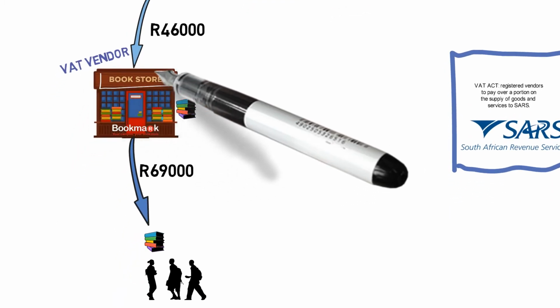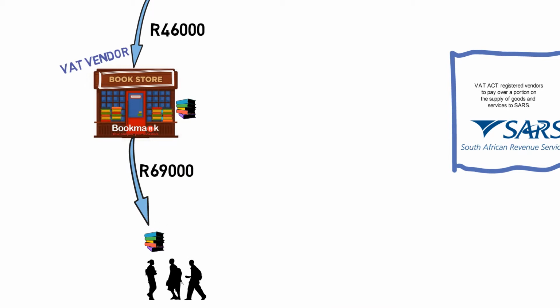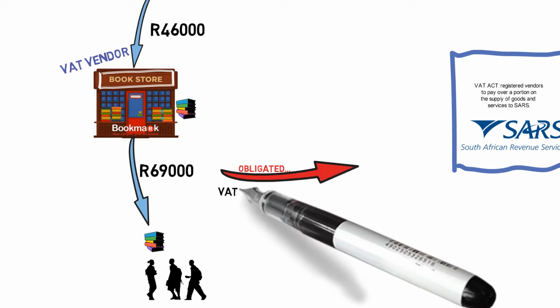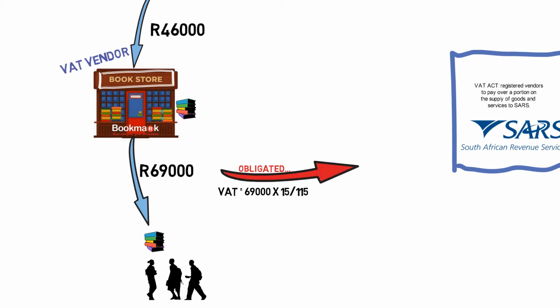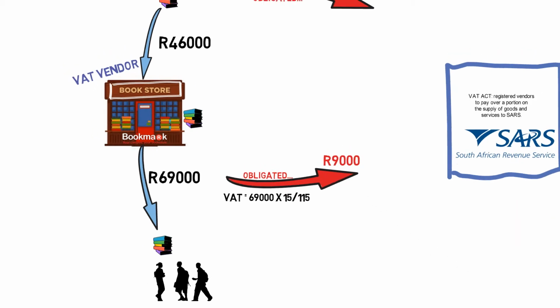Similarly, the bookstore has books, in this case, that went out of their business to their customers to the value of 69,000 Rand, and thus they are obligated to pay over a tax portion which you can calculate as 9,000 Rand, which they then have to pay over to SARS.